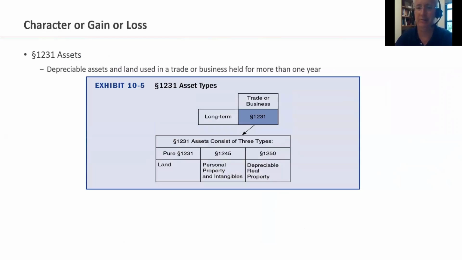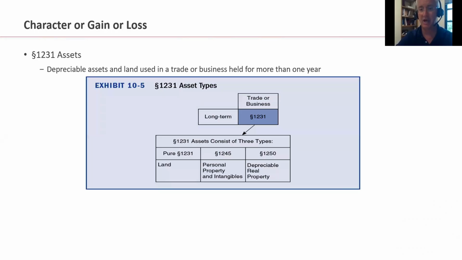Why does that matter? Well, let's find out in a second. So long-term trade or business 1231. 1231 assets come in 3 flavors. The 3 flavors are pure 1231. That's land. Land's pretty much the only pure 1231 asset.